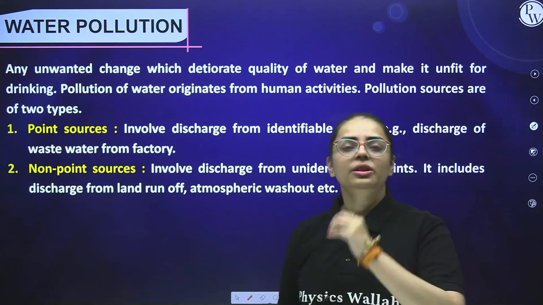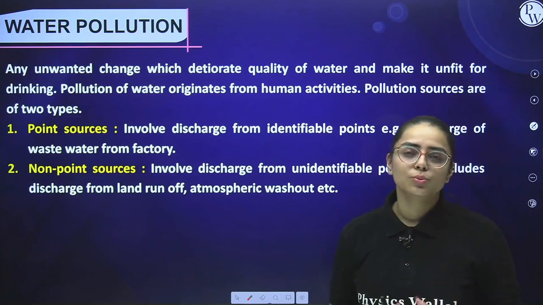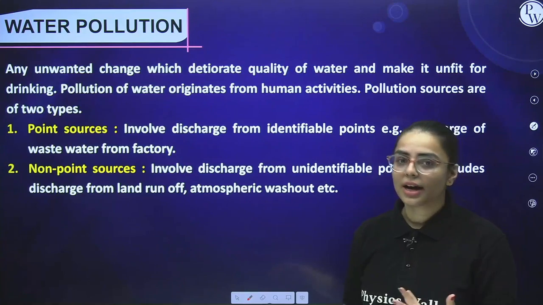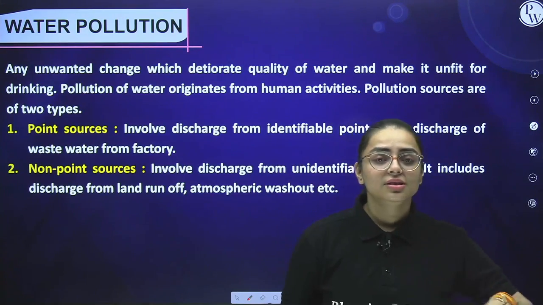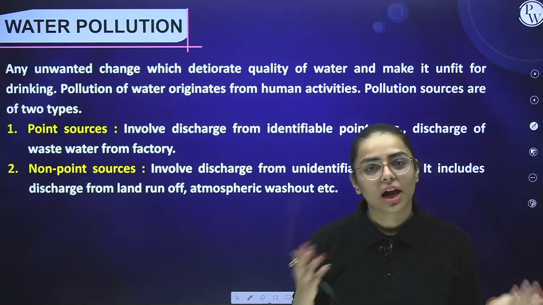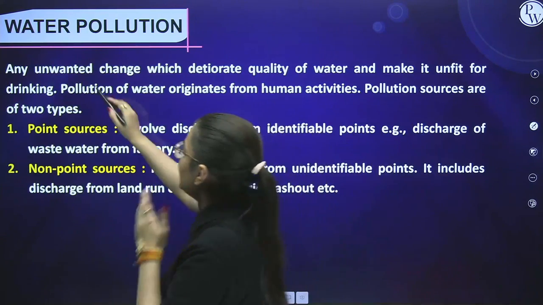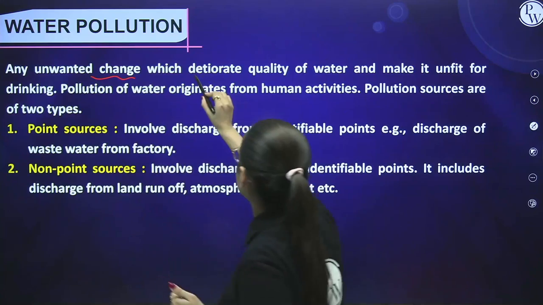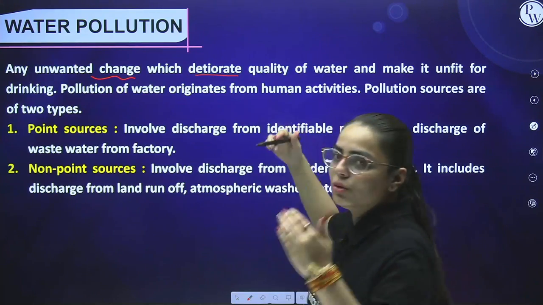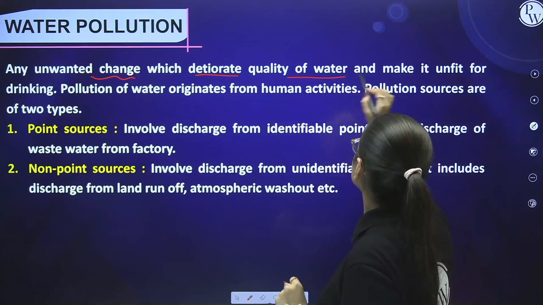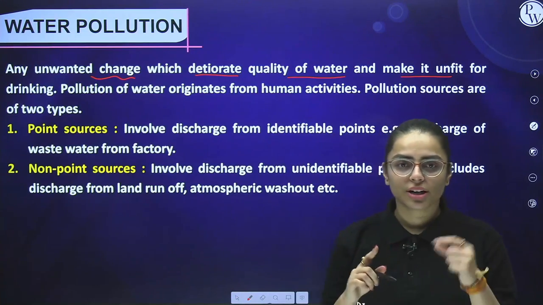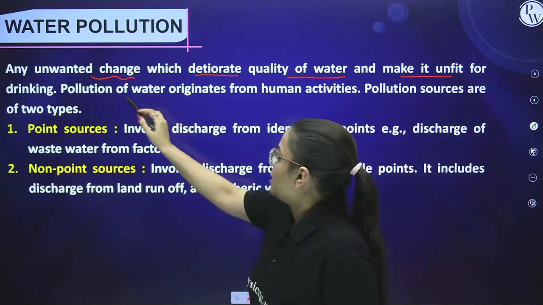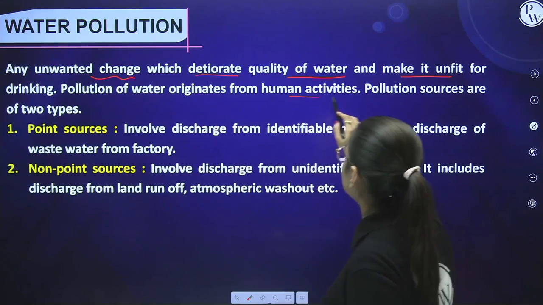Now again, when there is an undesirable change which affects the quality of water, which will cause harmful effects in drinking and to the sea animals, they are affected by this. So that is water pollution. Any unwanted change which deteriorates or reduces the quality of water and makes it unfit for drinking, due to which we are unable to drink that water, right? Pollution of water originates from human activities.